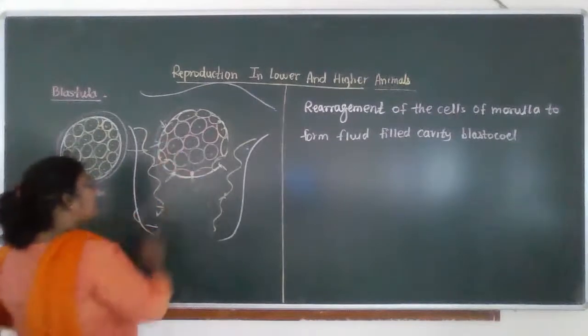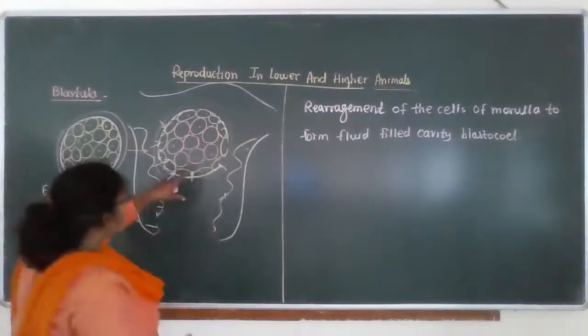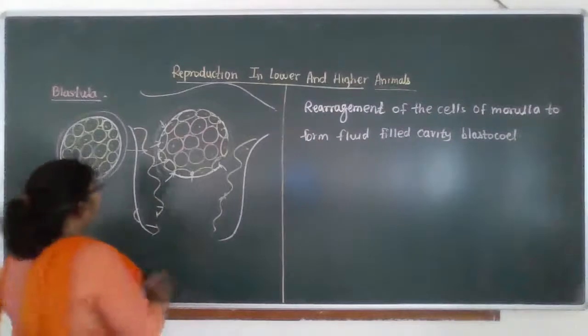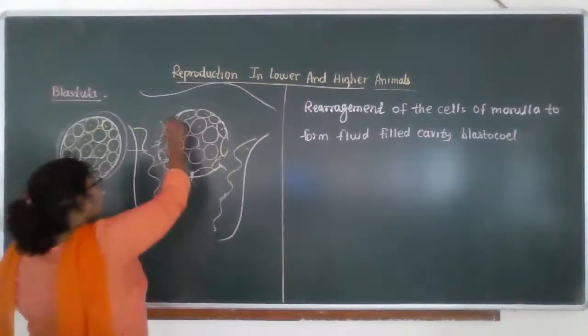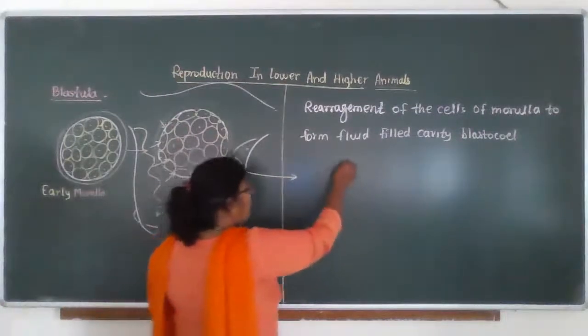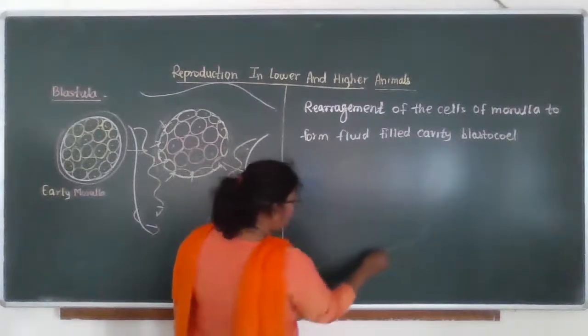As the fluid enters, the cells which are present on the outer side get straightened. They get slightly elongated. I'm showing this change here, the blastula formation. The cells get elongated. I'm drawing it.